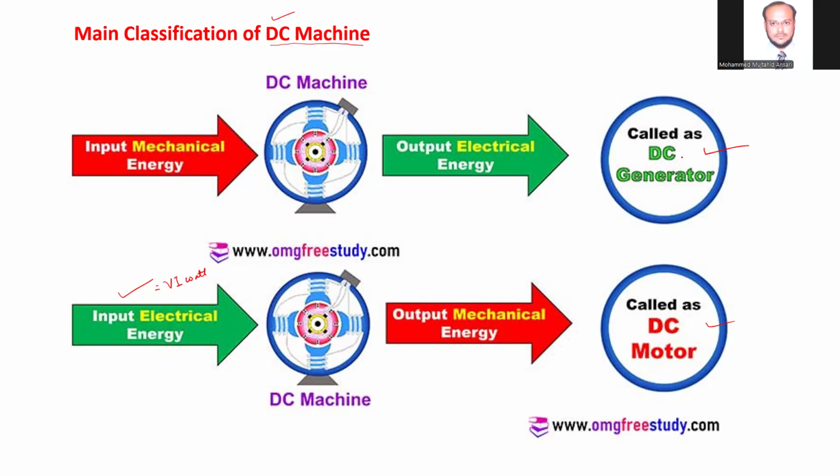One acts as a DC generator. When mechanical energy is converted into electrical energy, it is called a DC generator. And when electrical energy is converted into mechanical energy with the help of the machine in between, then it is called a DC motor.